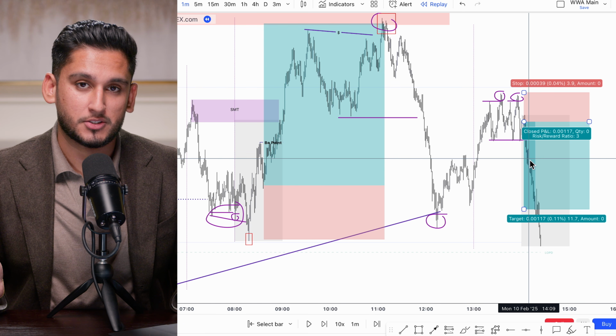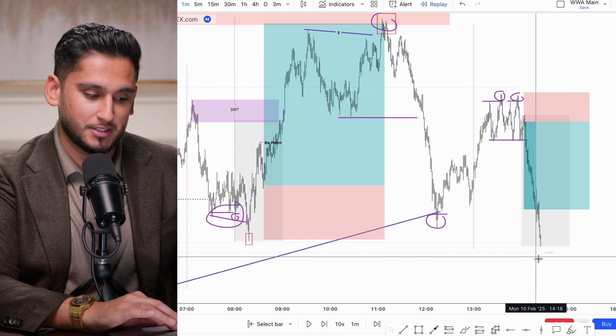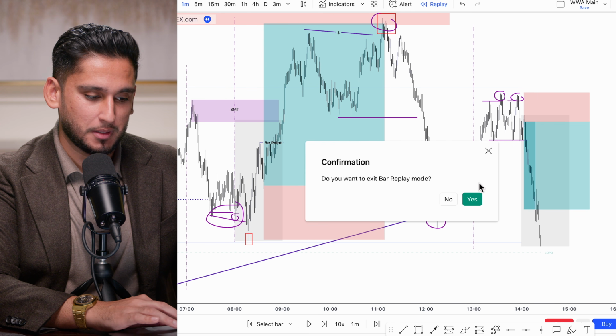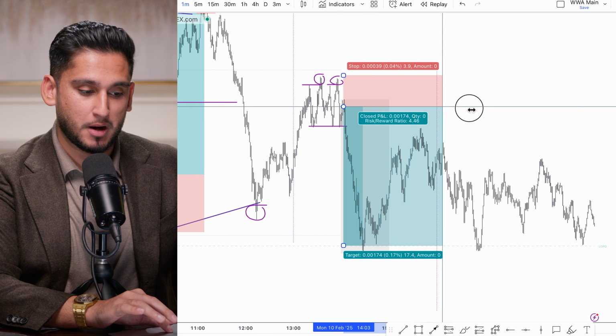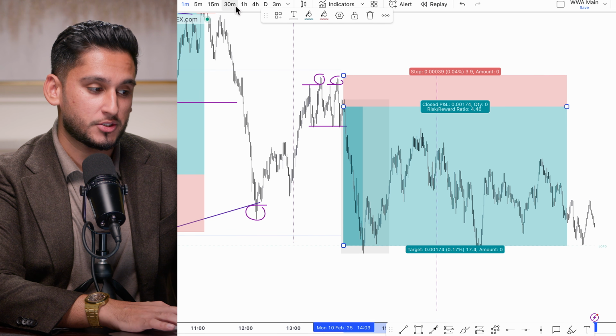And by the way, this is not a cherry-picked example. This is literally today's price action, the day that I'm filming it. If I come out of replay mode now, you will see this trade is still in motion. And when did it happen? This might go on to the full 1 to 10. Why could it go on to the full 1 to 10?